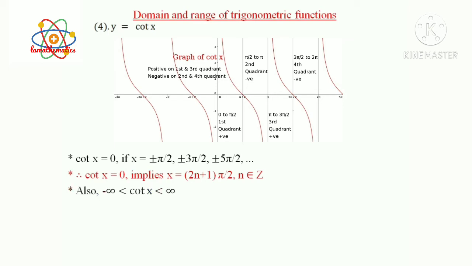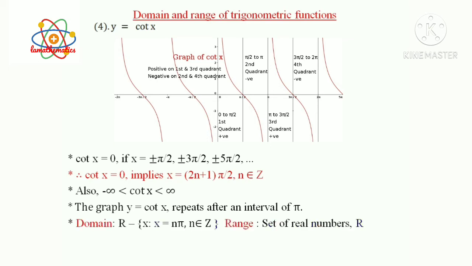Also, minus infinity less than cot x less than infinity. That is, the value of cot x varies from minus infinity to plus infinity. The graph y equal to cot x repeats after an interval of pi. That is, cot function is periodic with the period pi.